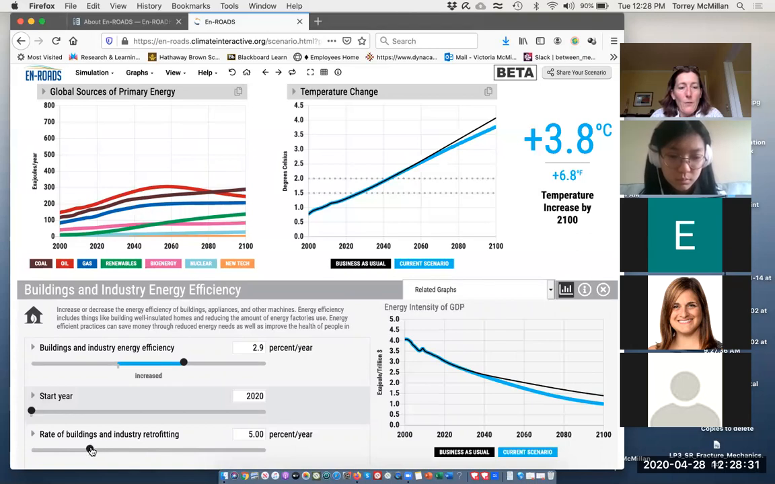So let's say, maybe that's ambitious. What if it's only 3% getting retrofitted every year? How much does that impact it? That doesn't seem to impact it too much, does it? A little bit. Let's say we did 20% a year. So it took 5 years, that would be 5 years then to do all the buildings.